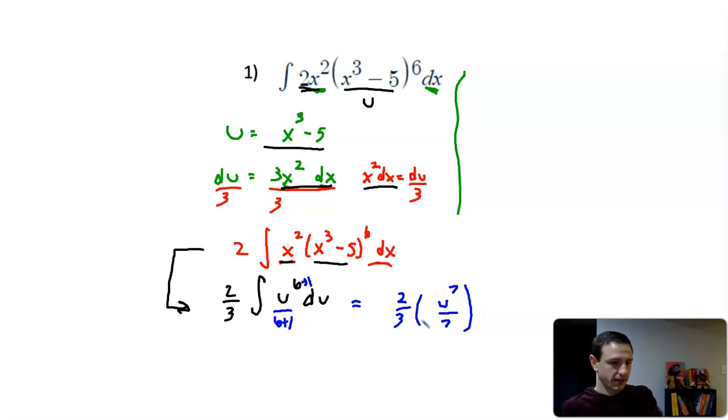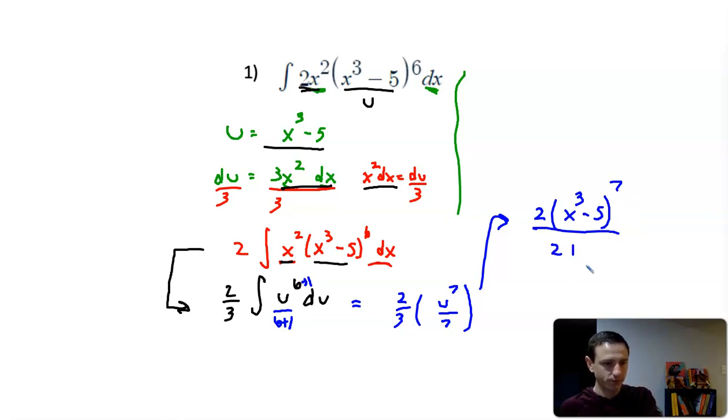And then from here, this is not our answer. You want to make sure you're doing two things. You're putting back the u, whatever you set u equal to, and then you want to make sure you multiply the 3 times 7 here on the bottom. So I'm going to have 2 times my u, which is x to the 3rd minus 5, raised to the 7th, over 7 times 3, which is 21.